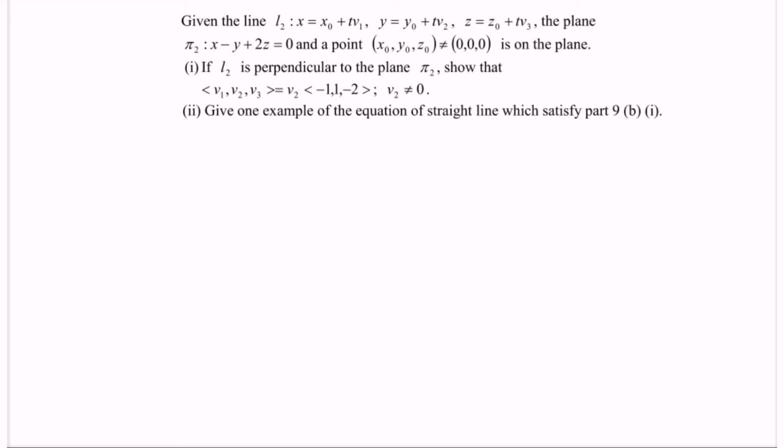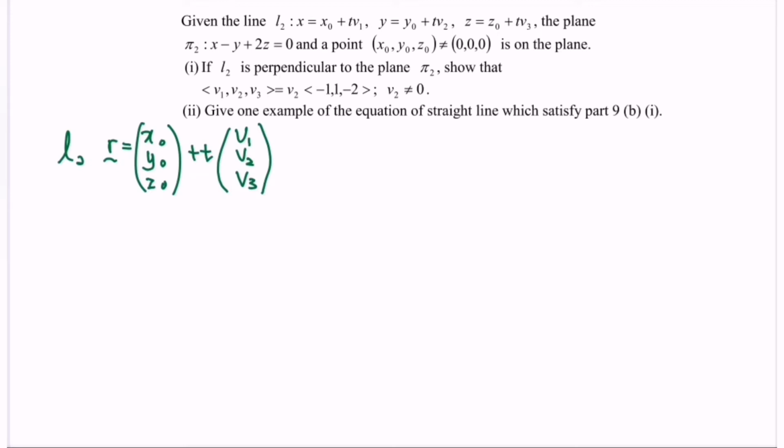So kindly refer to the question. Given the line named L2, where we have r equals (x naught, y naught, z naught), where we have the point, plus t with the direction named (v1, v2, v3). So that is the situation for the line L2. We have the vector equation.